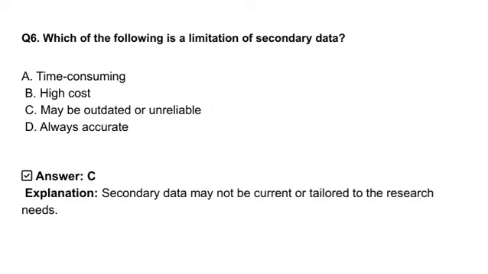analysis. When considering secondary data, one of the main limitations is that it may not always be current or tailored specifically to our research needs. This means that while secondary data can be useful, it might be outdated or not perfectly aligned with the particular questions we want to answer.